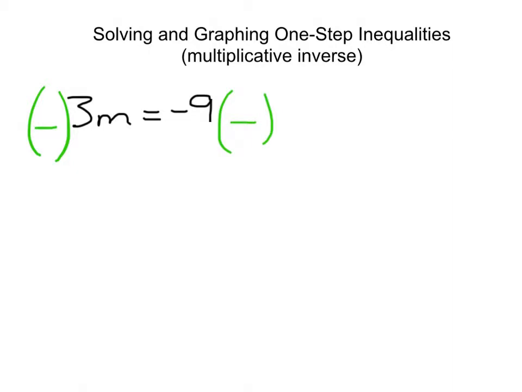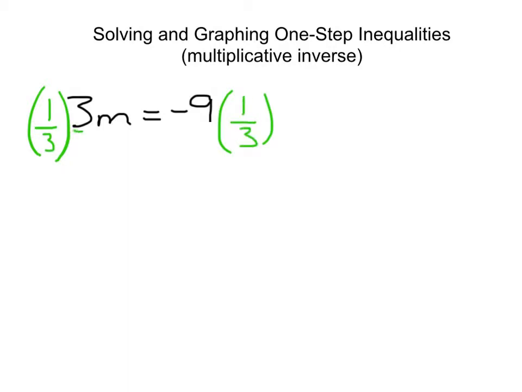If I were to use this, 3m is equal to negative 9, then the way that I would solve this using the multiplicative inverse is I would take 3m, and I would realize that in order to solve this, I need to isolate the variable m. And to do that, I'm going to multiply both sides of my equation by the multiplicative inverse of 3, or in other words, the reciprocal of 3.